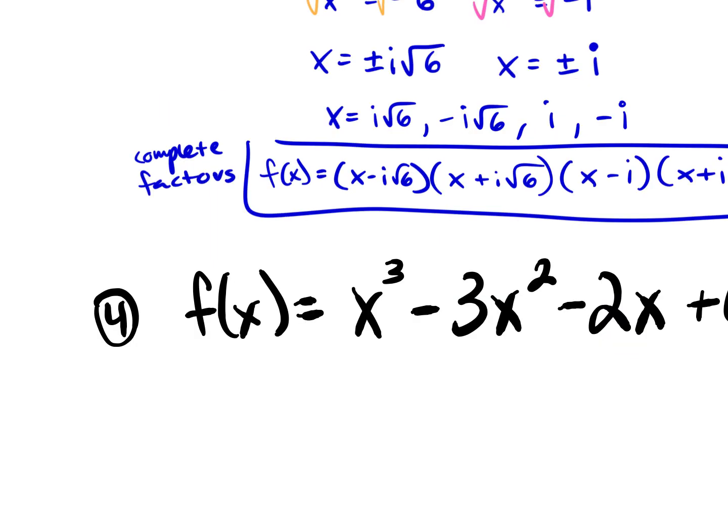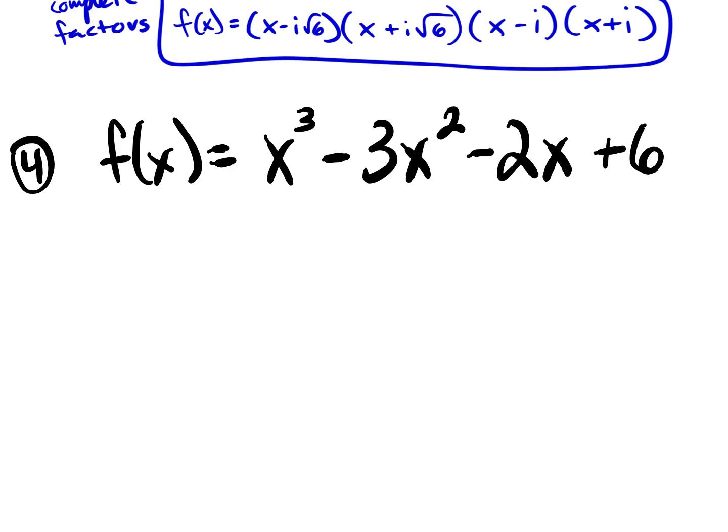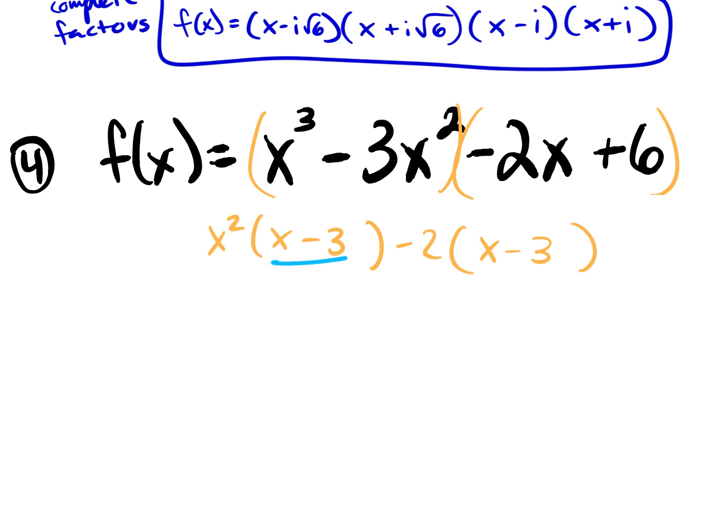All right, let's look at 4. What would we do for number 4? Grouping. Grouping actually works here. So we're going to group the first 2, group the second. What's the GCF from the first group? x squared. And we're left with what? x minus 3. What's the GCF from the second group? -2. What are we left with? x minus 3. In order to group them, the insides have to be exactly the same because those are going to go together as an x minus 3, and then the two outsides go together as x squared minus 2.